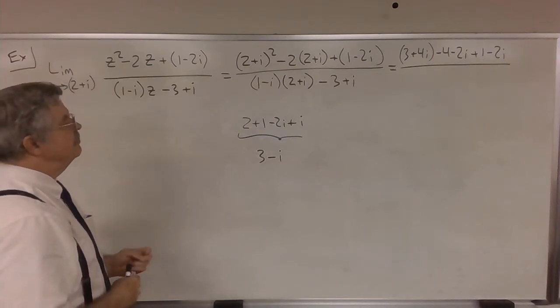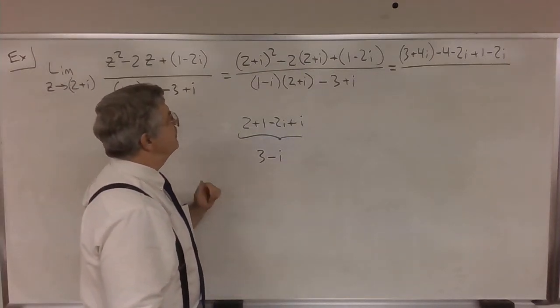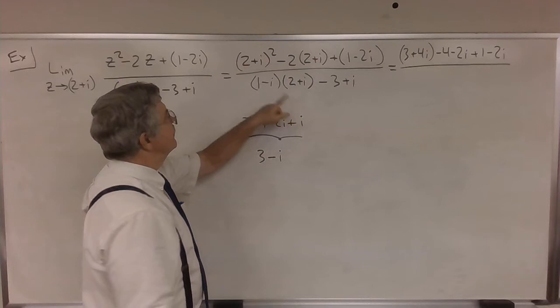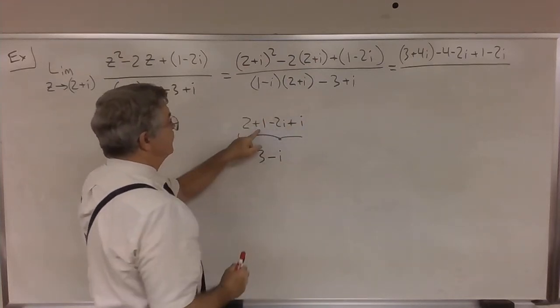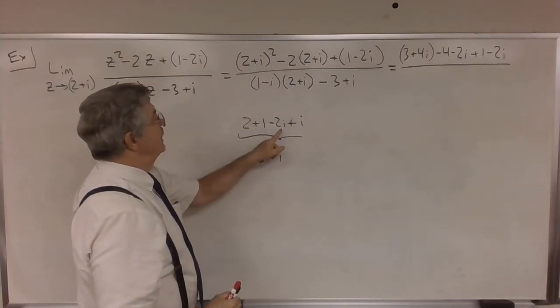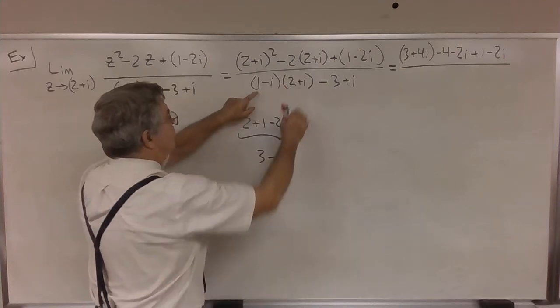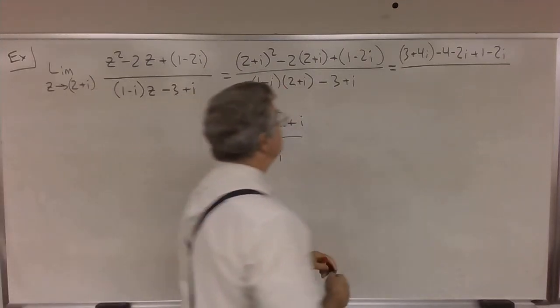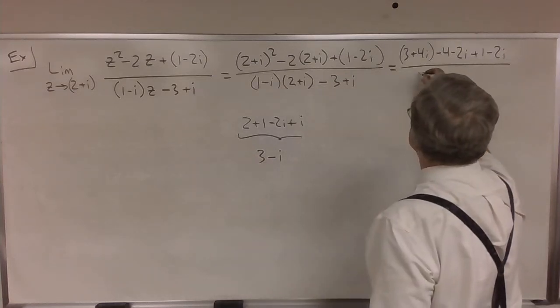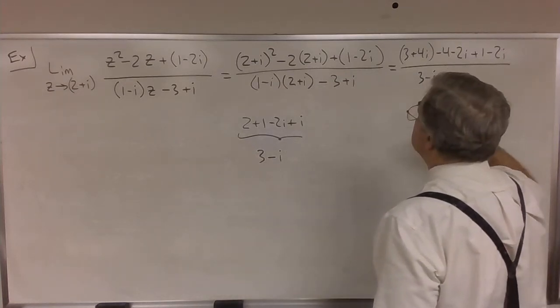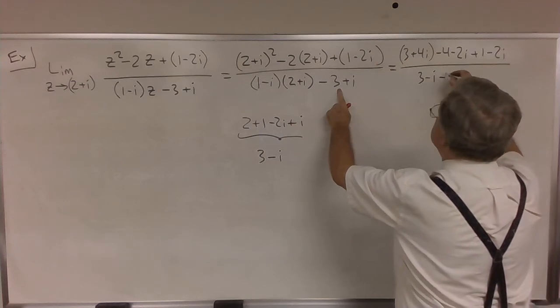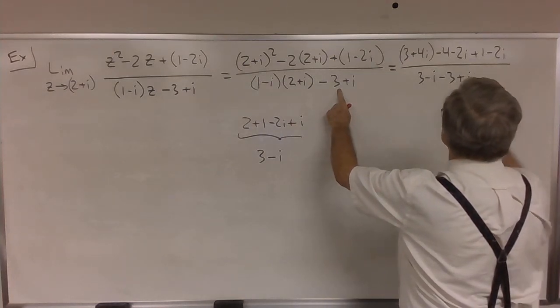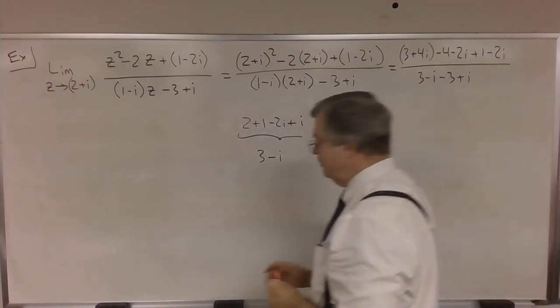Okay, I messed it up once before, so I'll check it. This will be the third time. 2 plus 1 minus 2i plus i. Okay, so that's what it should be. 3 minus i and minus 3 plus i. That does not look good, but I think that's what it is.